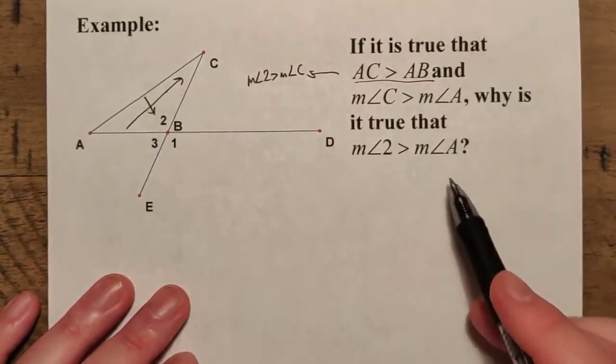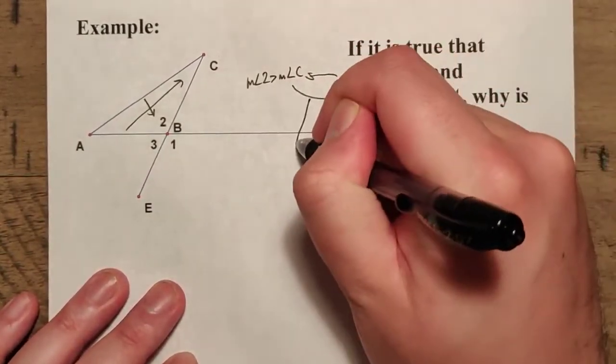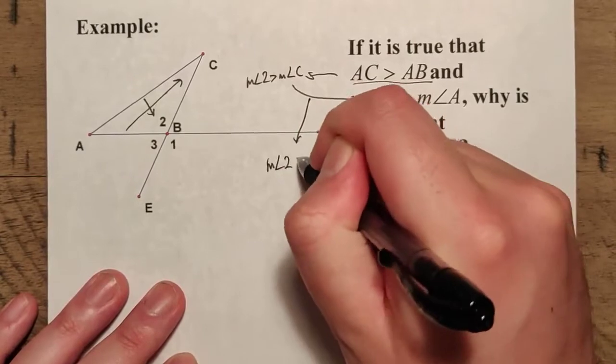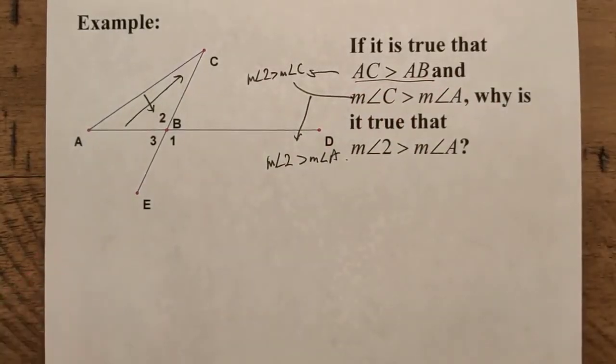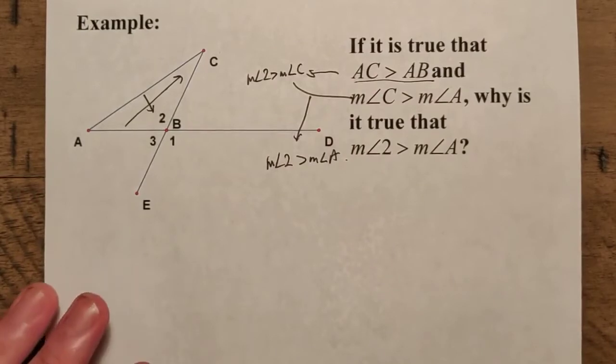And now we have angle C is greater than angle A. So now we can put these two together and get to the fact that the measure of angle 2 is greater than the measure of angle A here. Okay, that seemed pretty straightforward, and that worked out pretty well.